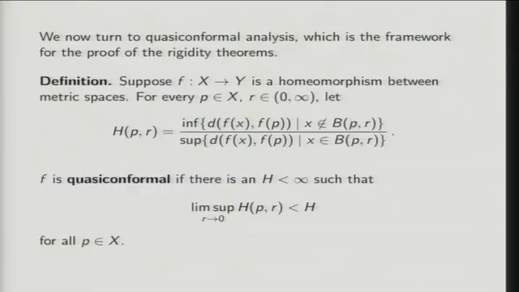And so the map is quasi-conformal if there's some number H so that for each fixed p, the lim sup as r goes to 0 of this quantity is less than H. So at every point in the domain, if you look asymptotically at small balls, their images look like sets with controlled eccentricity.